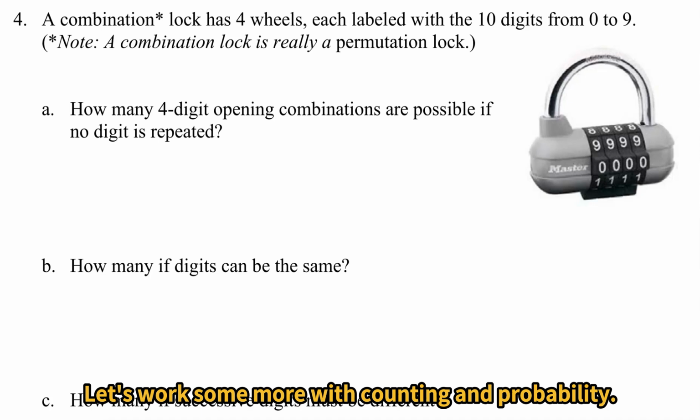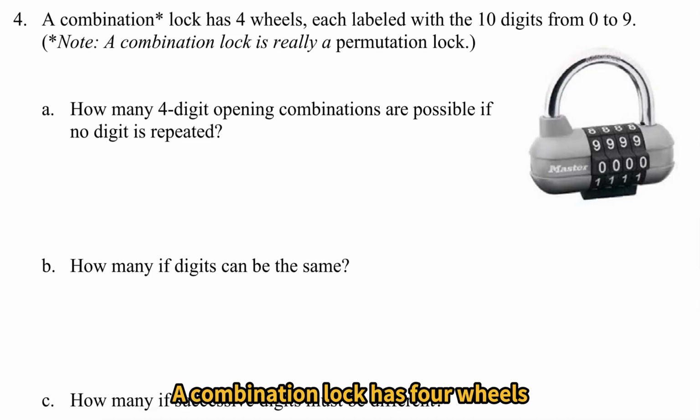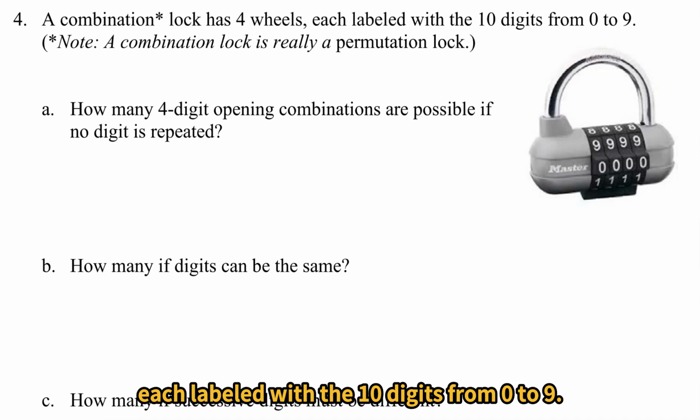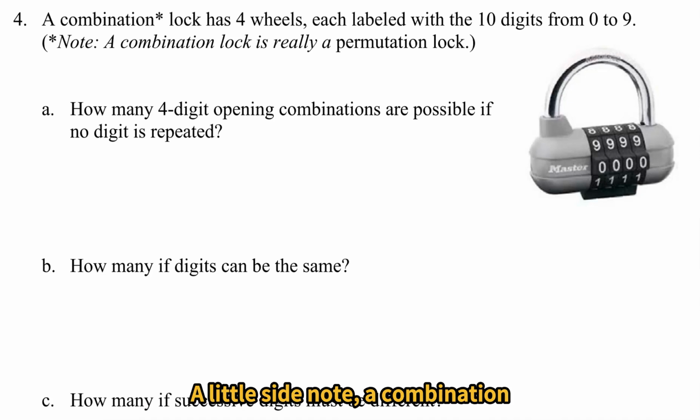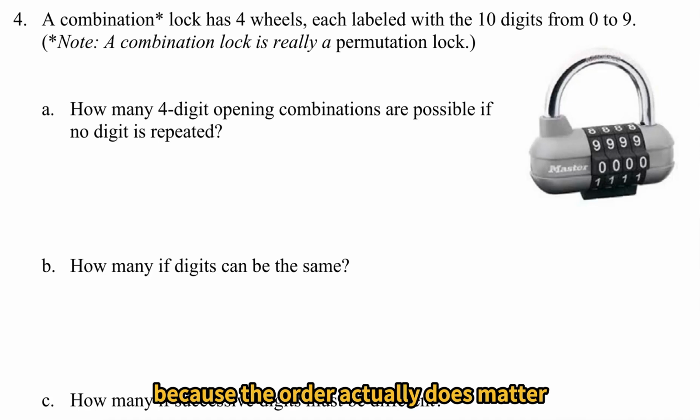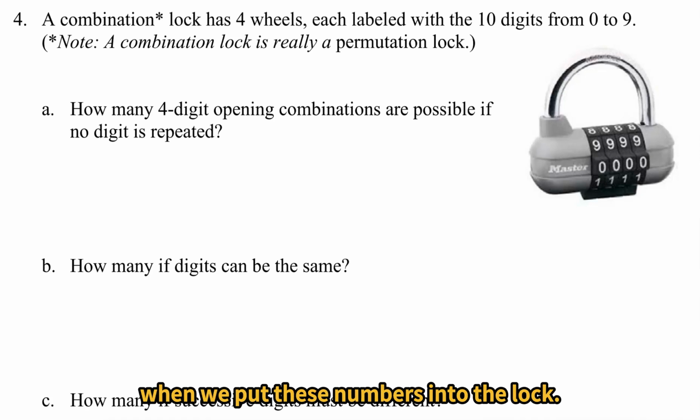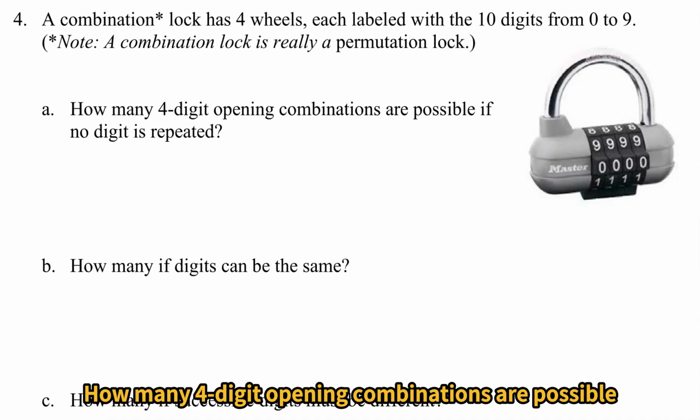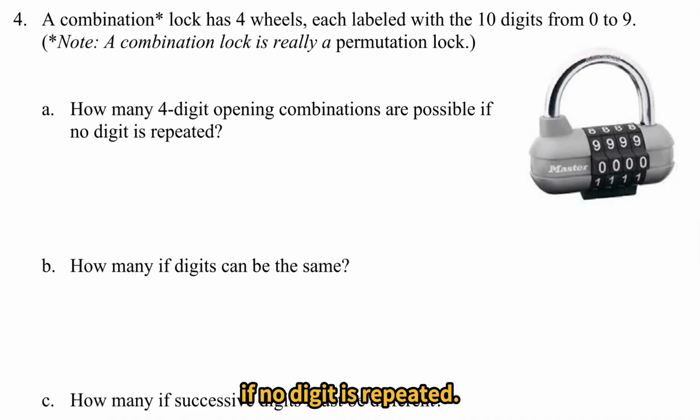Let's work some more with counting and probability. A combination lock has 4 wheels, each labeled with the 10 digits from 0 to 9. A little side note, a combination lock, like we know it, is really a permutation lock because the order actually does matter when we put these numbers into the lock. How many 4-digit opening combinations are possible if no digit is repeated?